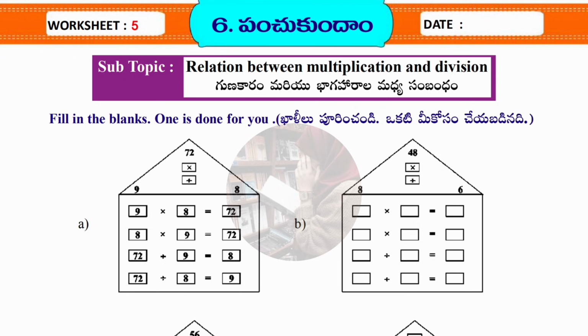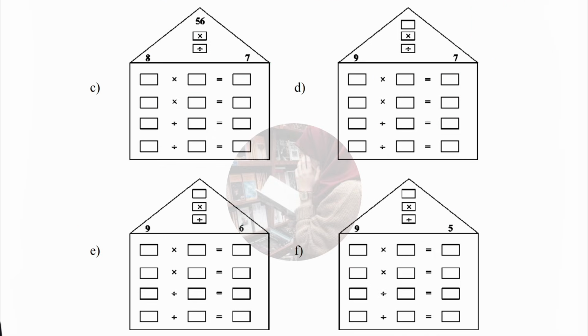Okay, let's see. In the next picture, we are given three numbers: 48, 8 and 6. Two symbols are given, multiplication and division. So let's do this. 8 times 6 is 48. Next, 6 times 8 is also 48. Next, 48 divided by 6 is 8. Last one, 48 divided by 8 is 6. Understood, guys? Let's see the next one, which is the third one.